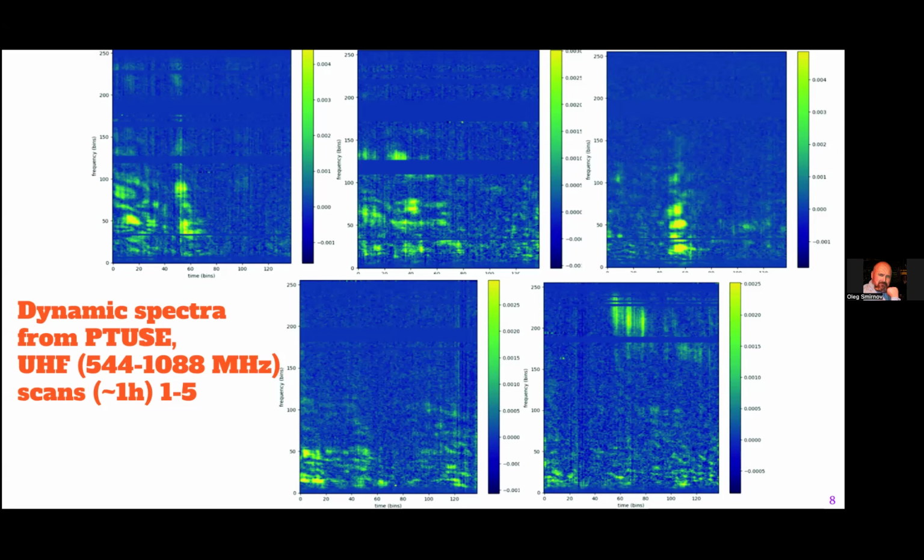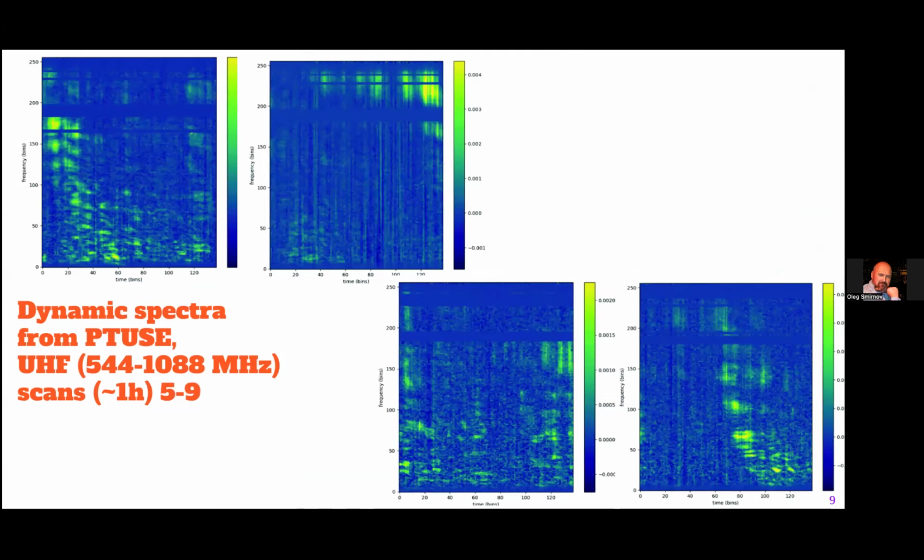It must be either something very close to us, so structures in the solar wind that are causing the scintillation, or it must be something very close to the pulsar in its immediate environment. More dynamic spectra from the same observation, you can see from hour to hour, the pattern is really changing.